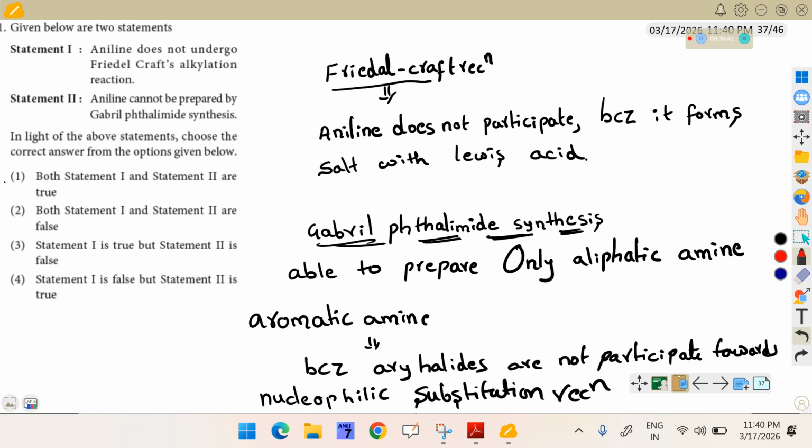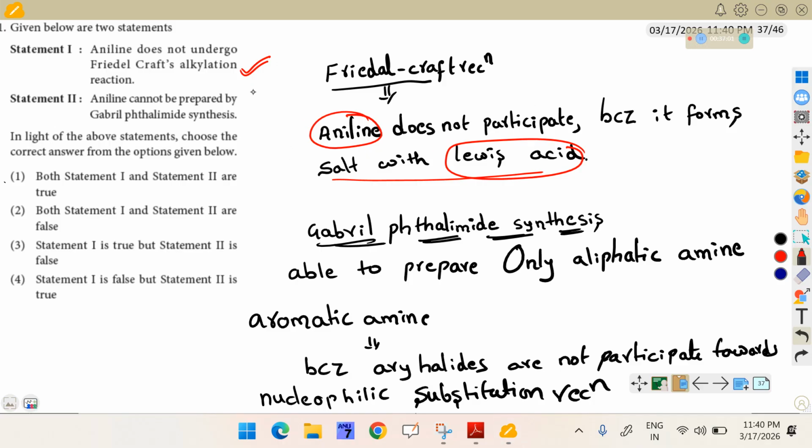Aniline does not undergo Friedel-Crafts alkylation reaction. Correct. Why? Because aniline forms salt with Lewis acid. Aniline is a base, Lewis acid is an acid. Acid-base reaction takes place and it gives salt.